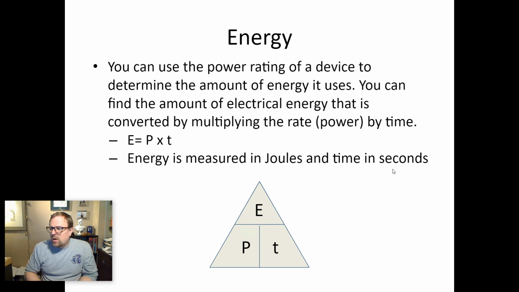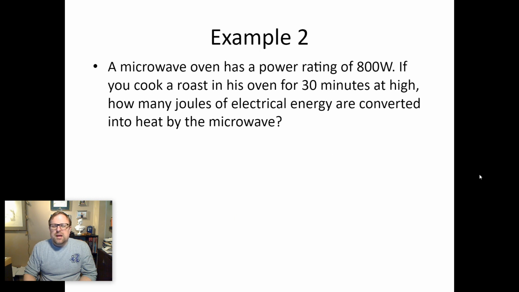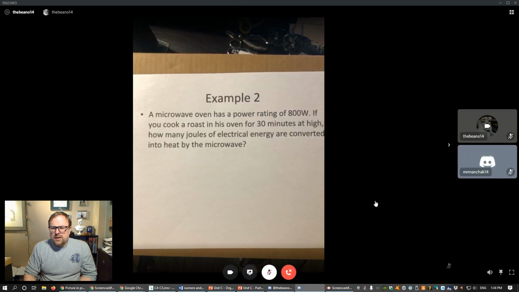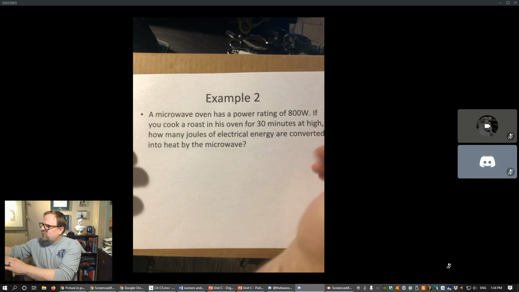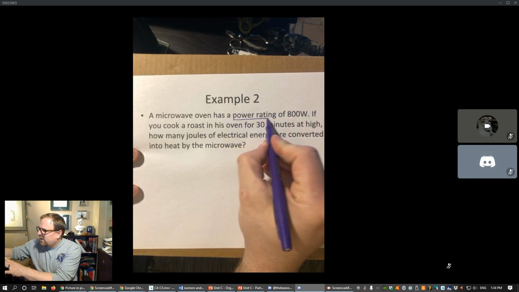So I'm going to do another example here for you. This is our second example, just to show you how to use this formula. I'll drag my screen back in here and we'll get it maximized and have a look. A microwave oven has a power rating of 800 watts. So there we go, right away, 800 watts.